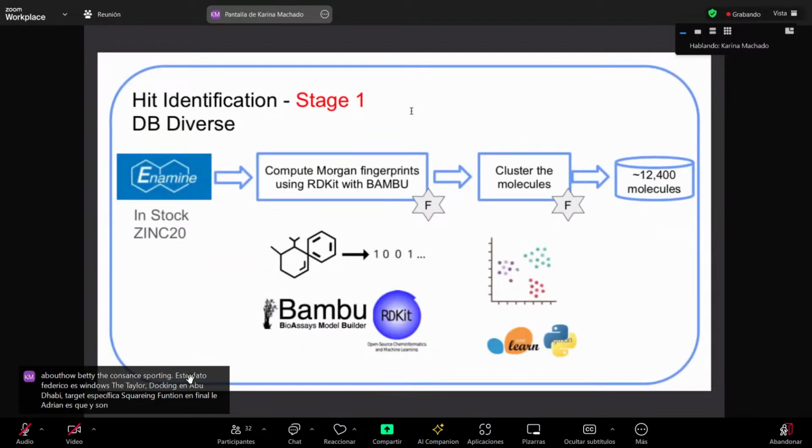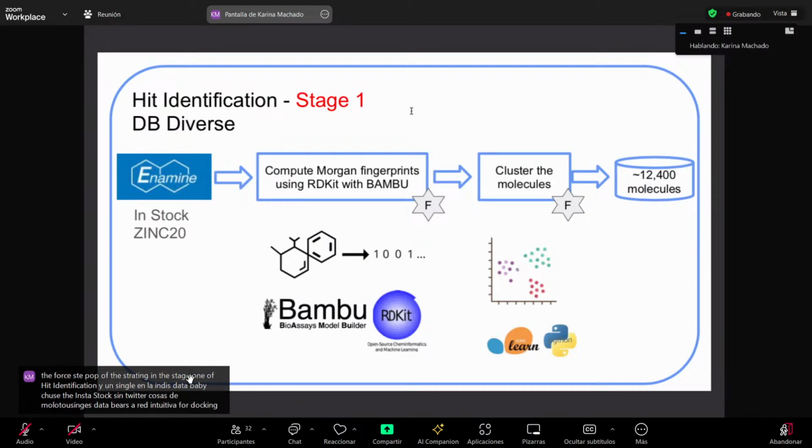So in the first step of our strategy, in stage 1 of hit identification, we started using the molecules from Enamine. In this database, we chose the in-stock ZINC 20. We chose this database of Enamine because the molecules in it are already in 3D format. That is important for us for docking simulations.